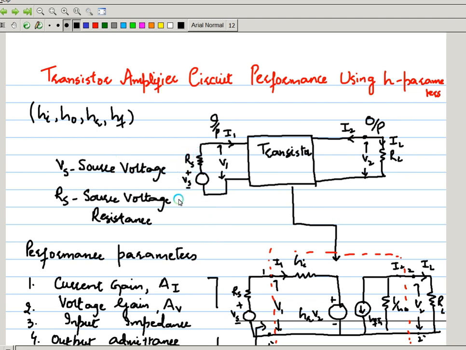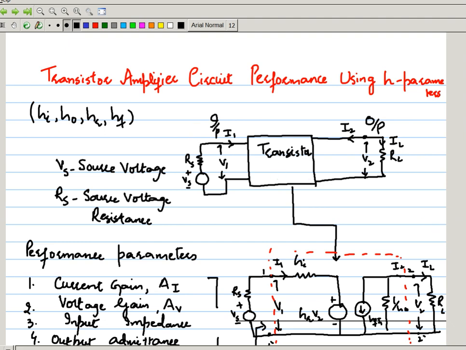If the voltage source is ideal, then obviously there will be no source resistance. So this source voltage is connected at the input side because obviously the input signal has to come from somewhere, and at the output we are connecting the load resistance, which is RL. V1 and V2 are the voltages which appear at the input and the output terminals, and the same circuit we can represent in terms of the H parameters like this, which is shown just below.